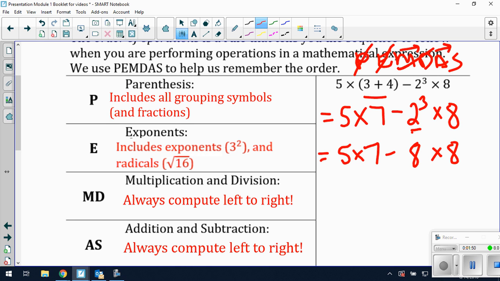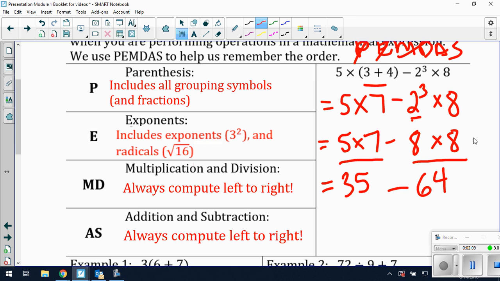Then I have multiplication and division, and I'm going to go left to right. So I have a multiplication there and a multiplication there. Since they're separated by that subtraction sign, I can do them at the same time. 5 times 7 is 35. 8 times 8 is 64. The last thing we have is subtraction.